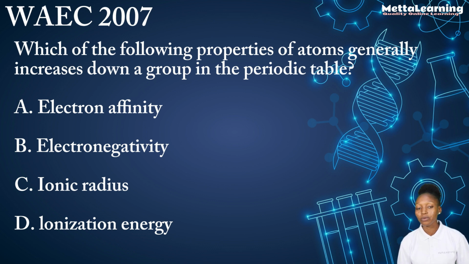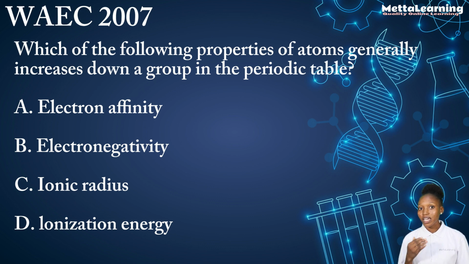in the periodic table. This is because as you move down a group, the number of energy levels, that is the shells, increases, and the outer electrons are further away from the nucleus. So the attraction between the nucleus and these electrons decreases. Hence, it becomes easier to add or remove electrons, and the atoms are less able to attract electrons.